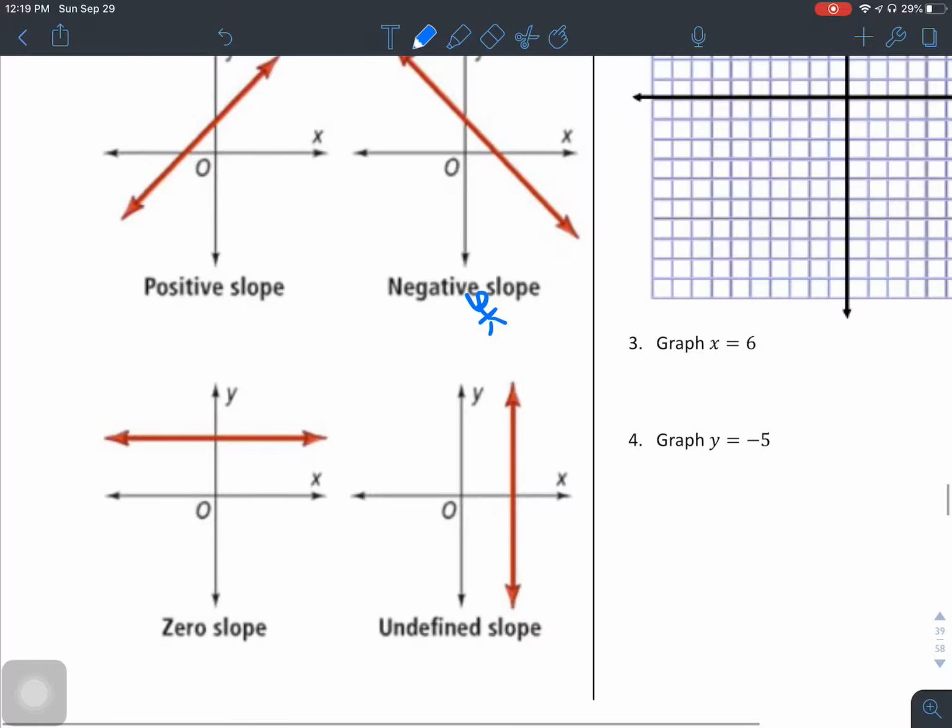Also like to mention that if you have a horizontal line, it's always going to be y equals a number, that number being the y-intercept. If you have a vertical line, it's always going to be x equals a number, that number being the x-intercept. Moving on.